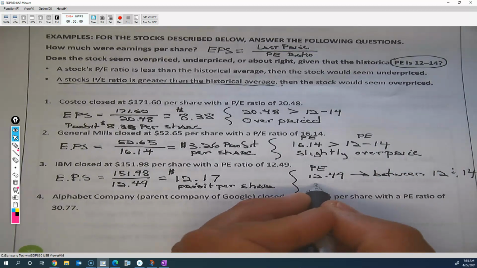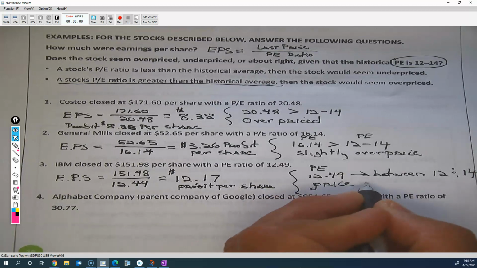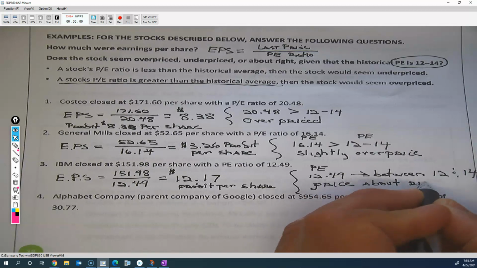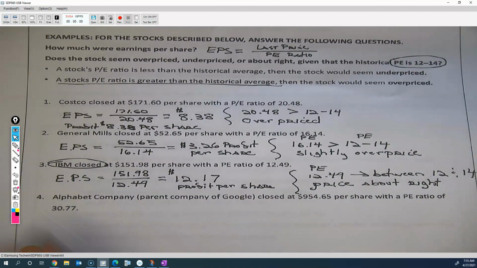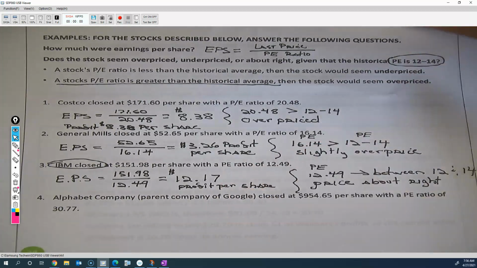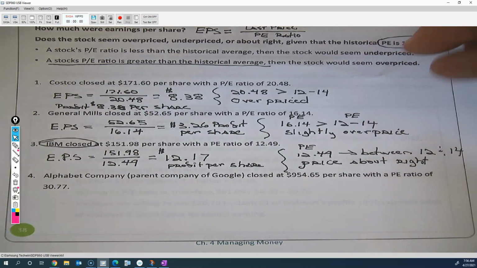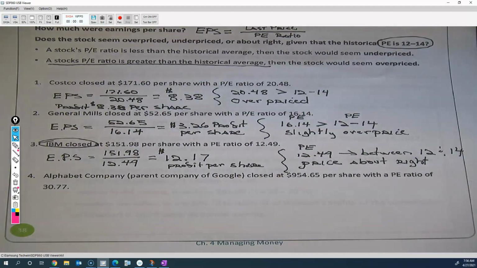So this one is priced about right. So IBM would be a smart purchase. You're not paying more than what you're getting. Right now, for Costco and General Mills, you're paying a little bit more than what you're getting for it.